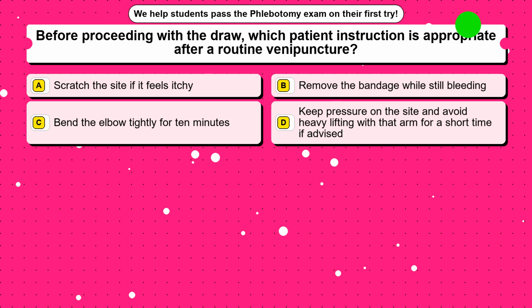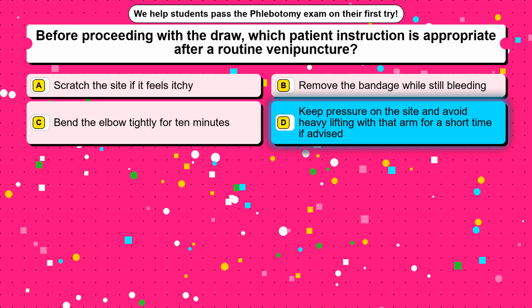Question 92. Before proceeding with the draw, which patient instruction is appropriate after a routine venipuncture? Option A: scratch the site if it feels itchy. Option B: remove the bandage while still bleeding. Option C: bend the elbow tightly for 10 minutes. Option D: keep pressure on the site and avoid heavy lifting with that arm for a short time if advised.